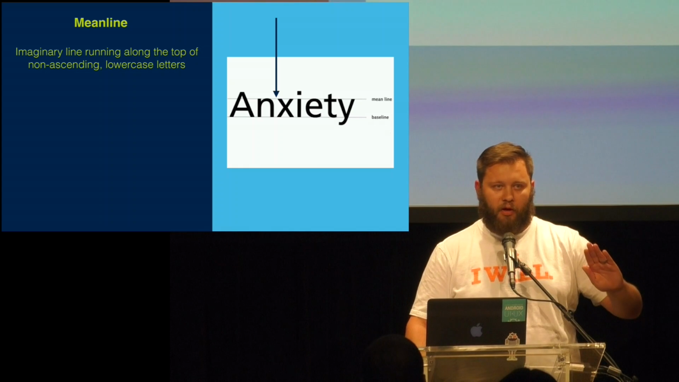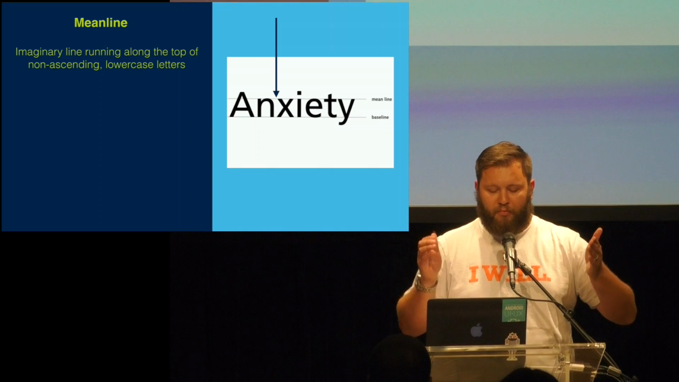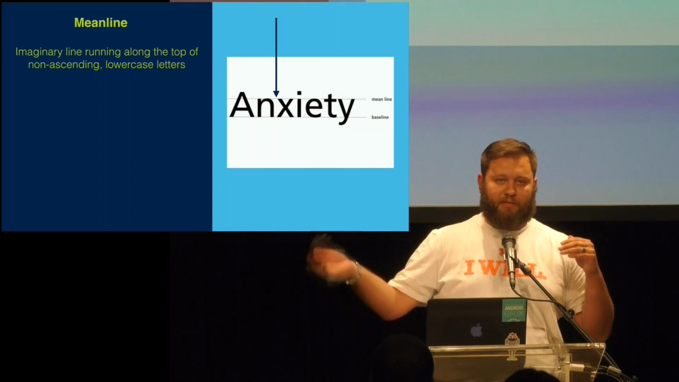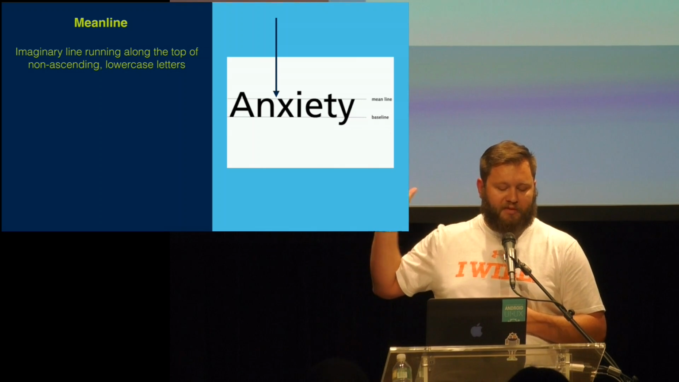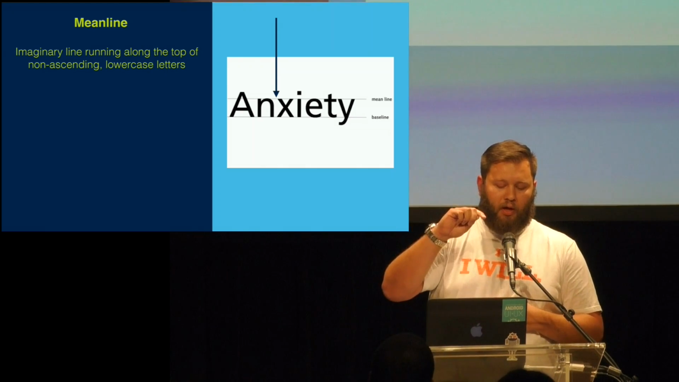So the next one, I lied to you a little bit. I was going to say we weren't going to go into things that were not shown in Android. This is one of them. I say this because it's kind of interesting to understand some of the next portions of what we're going to talk about. So the mean line is the imaginary line running from the top of the non-ascending lower characters. Hopefully that line's pretty visible.